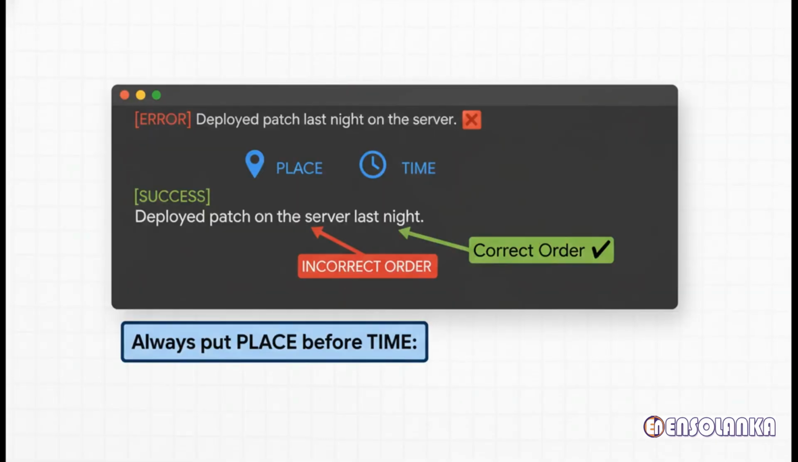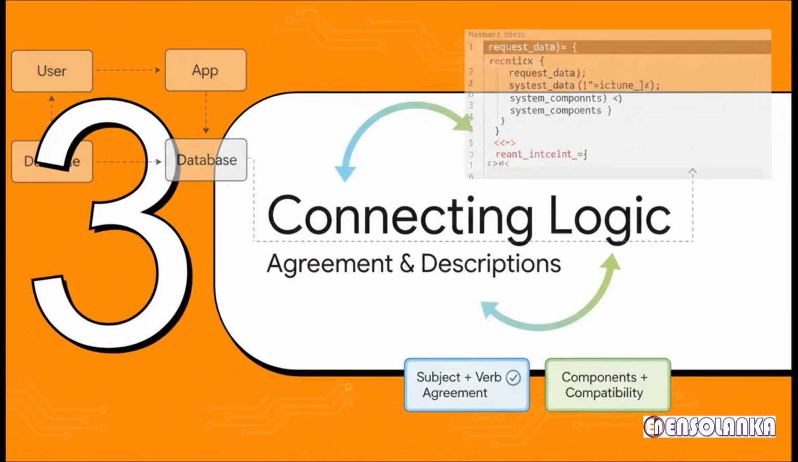All right, here's a pro tip for writing clear status updates and event logs. Order really matters. Always put the place before the time. We deployed the patch on the server last night. See how that just flows logically? It makes your update so much easier to understand, which is absolutely critical when you're scanning through logs during an incident.